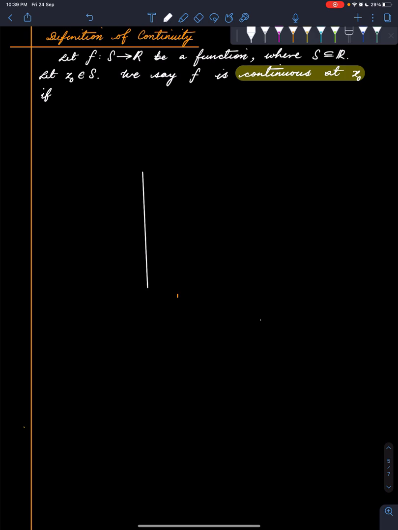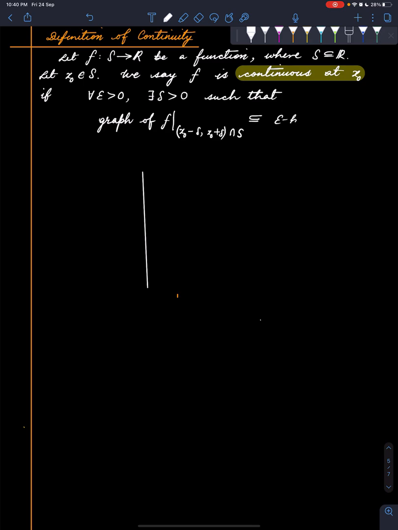If something happens, and that something needs to be explained properly. So let me write it and then explain it. So if for all epsilon greater than 0, there is some delta greater than 0, such that the graph of f restricted to this interval, and well, we can only restrict to a subset of S, so we intersect it with S, is contained in the epsilon band about x0, f(x0).